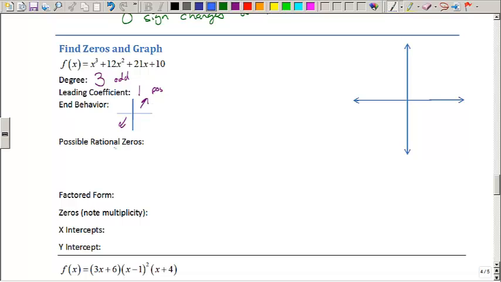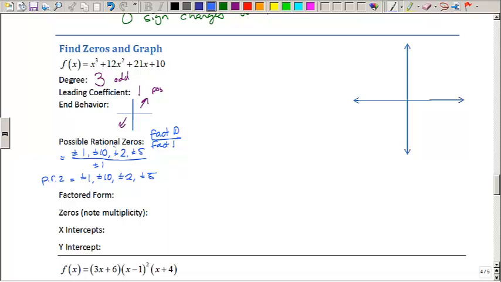Next step says to find the possible rational zeros, which means I have to look for the factors of 10 over the factors of 1, which are plus or minus 1 times 10 in the numerator, or 2 times 5 in the numerator. The denominator, the only factors of 1 are plus or minus 1. So my possible rational zeros are plus or minus 1, plus or minus 10, plus or minus 2, and plus or minus 5. Those could be in any order. I have a list of 8 total possible rational zeros.